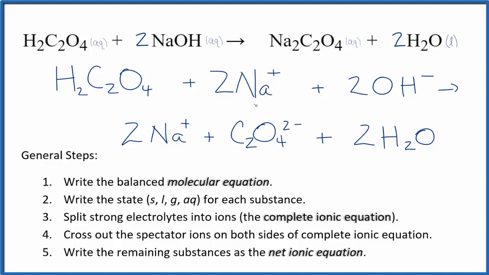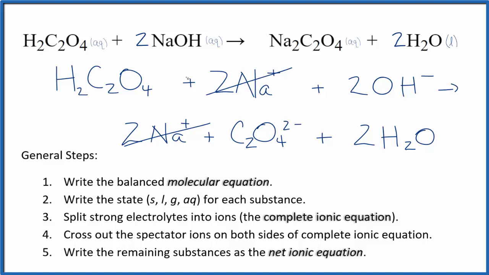Now we can cross out spectator ions. Spectator ions are on both sides. So we have in the reactants 2 sodium ions, and here in the products. And that's really it. That's the only thing. These are the only spectator ions. That leaves us with the net ionic equation for H2C2O4 plus NaOH.